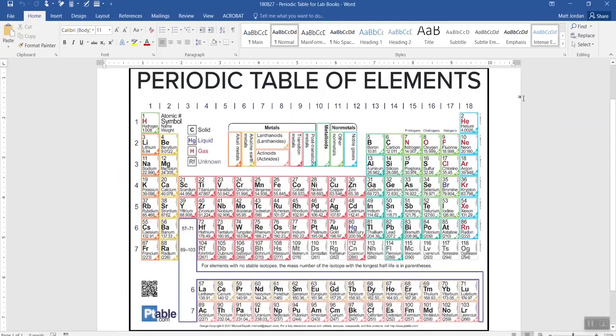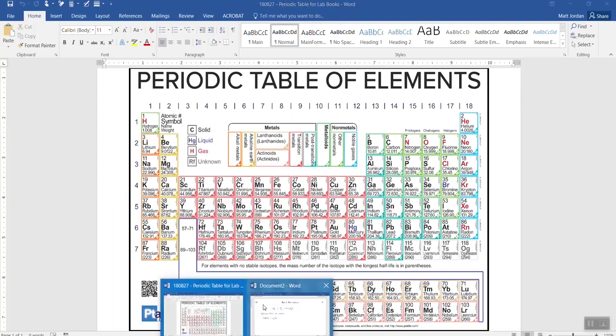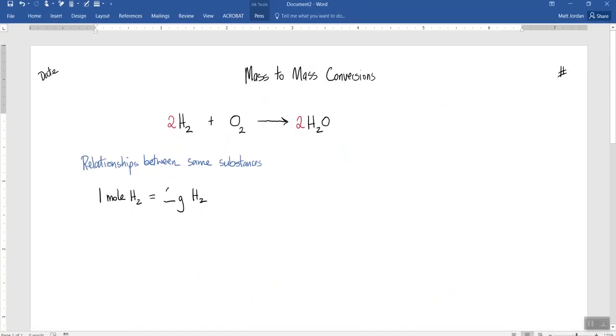So if I minimize and bring up my periodic table, there are 2 hydrogen atoms that make up hydrogen gas. Each hydrogen atom weighs 1, so therefore 1 plus 1 gives you 2. 2 grams of H2 would be equal to 1 mole of H2. We can do the same thing for each other substance in the reaction.